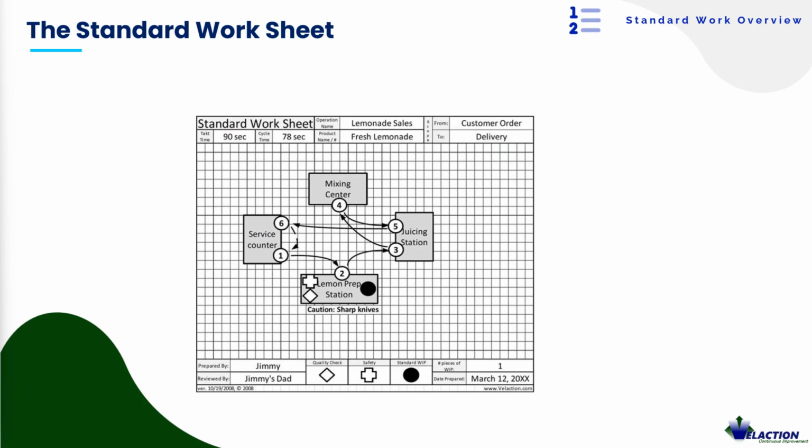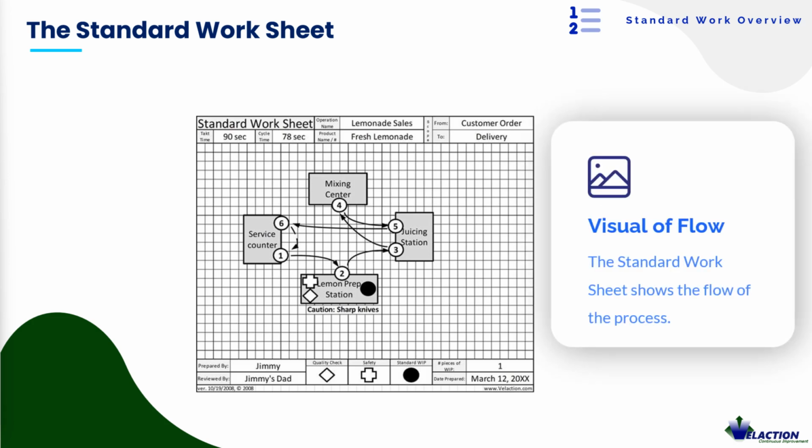So now we'll dive into these in a little bit more detail. So this is a standard worksheet, and it's a visual of the flow of the work and the people, and it's got a few specialized items in there. So at the bottom, you can see the little indicators for quality check, standard work and process, and safety. So that's kind of the big picture.